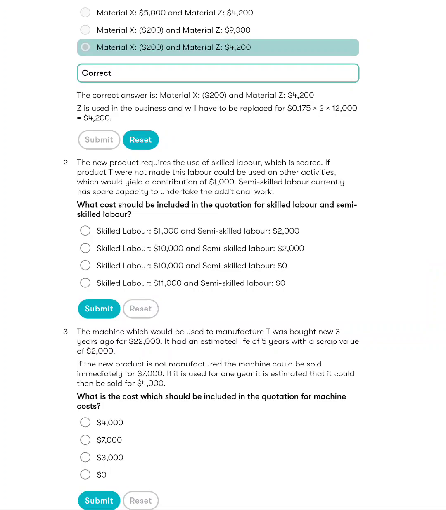We have to choose something between option 3 and 4. Now if we talk about this, it would have used the labor which was engaged in some other project, and the labor got diverted into the current project, then the contribution of $1,000 would have been sacrificed.